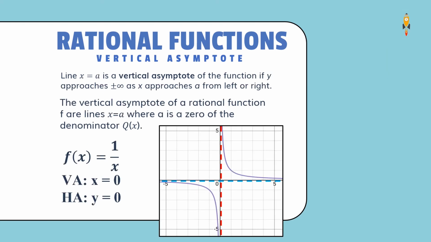The line x is equal to a is a vertical asymptote of the function if y approaches positive or negative infinity as x approaches a from the left or right. The vertical asymptotes of a rational function f are lines x is equal to a, where a is a zero of the denominator q of x. This is the graph of the rational function f of x is equal to 1 divided by x. The red broken line is the vertical asymptote, and the blue broken line is the horizontal asymptote of the function f of x is equal to 1 divided by x.